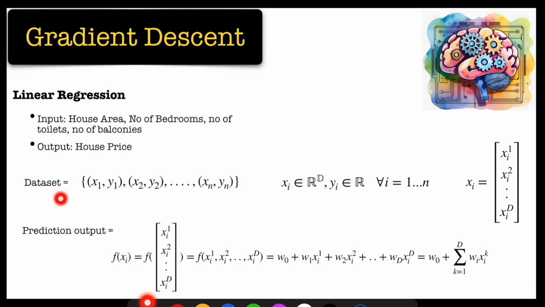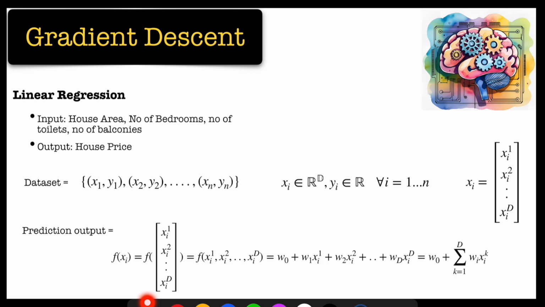So we were given one data set of n samples, x1, y1, x2, y2 till xn, yn, where the xi's are d-dimensional, because we have 1, 2, 3, 4 input variables, and based on that we are predicting the output, that is house price. So yi is the output label we got, and this is a real value for all i equals 1 to n. So this is the predicted output we found, that is a function of xi, where xi is a d-dimensional vector. So this is a function of d values.